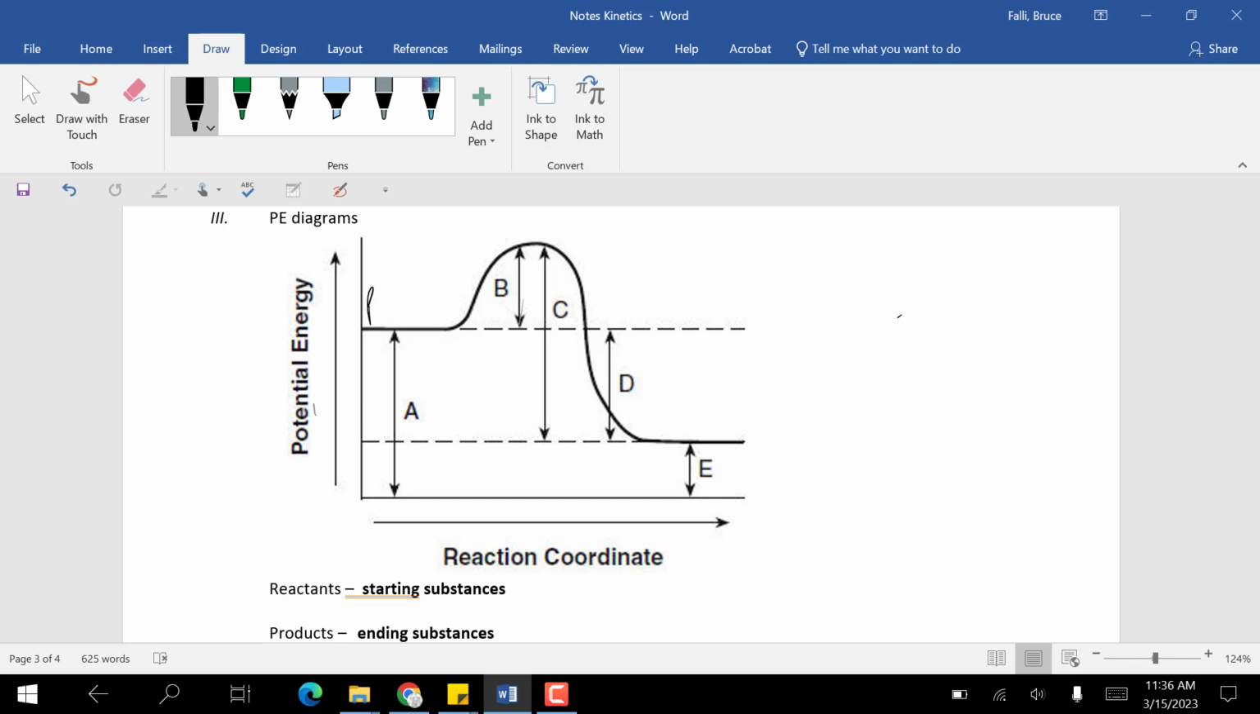But right here, the starting substances would be the reactants. So let me do this. Reactants. Products are the ending substances, so these are the products. And you'd write them right on the line. These are physical things.